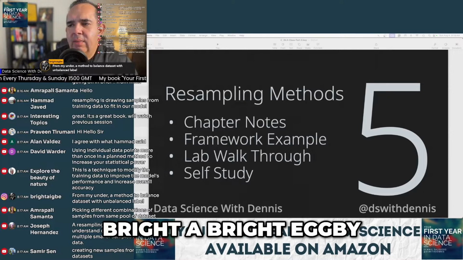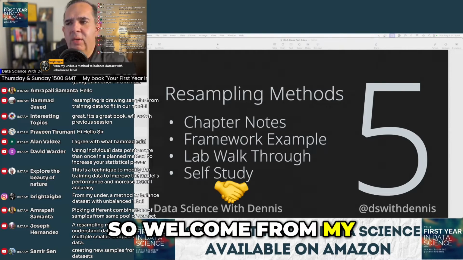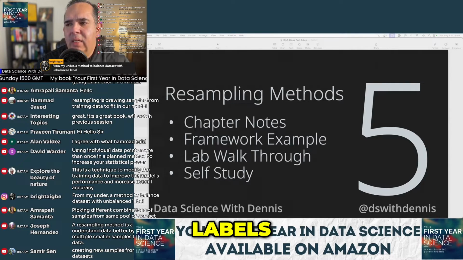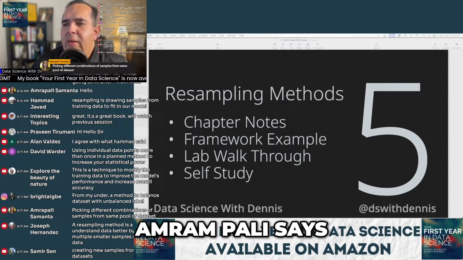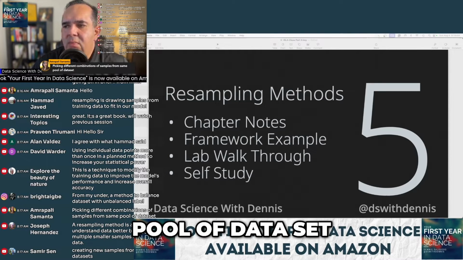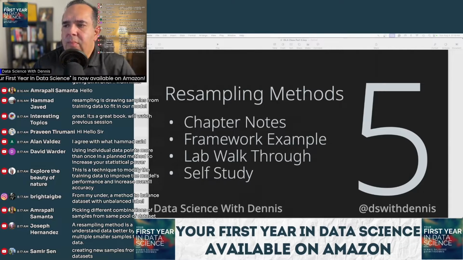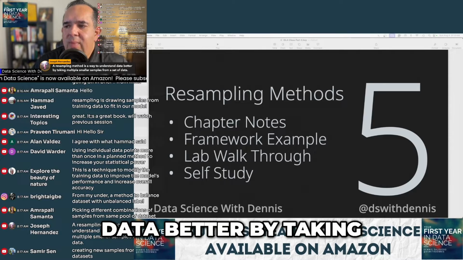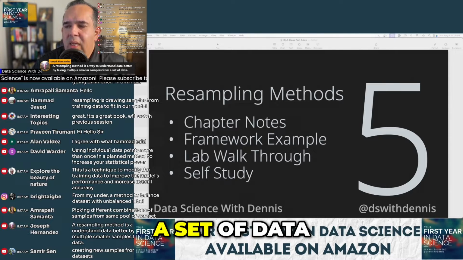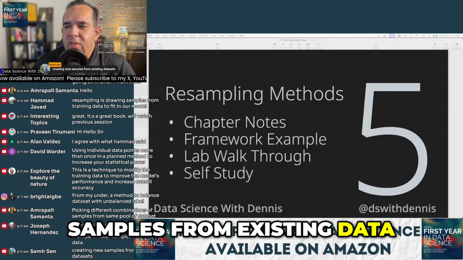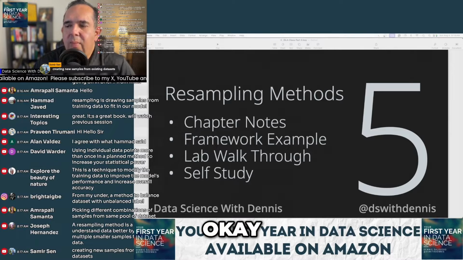Bright Eggbee, I don't think I've seen you before, so welcome. From my understanding, a method to balance data sets with unbalanced labels. All right. Amrapali says, picking different combinations of samples from the same pool of a data set. All right. A resampling method is a way to understand data better by taking multiple smaller samples from a set of data. Samir says creating new samples from existing data sets. Okay.